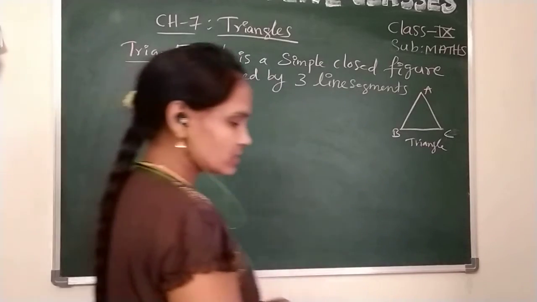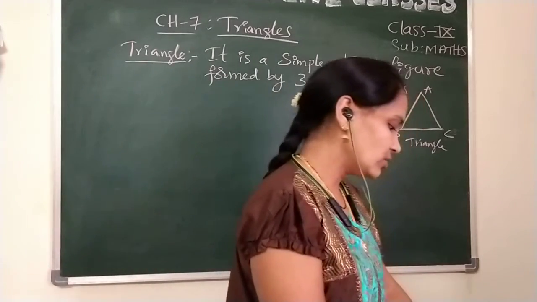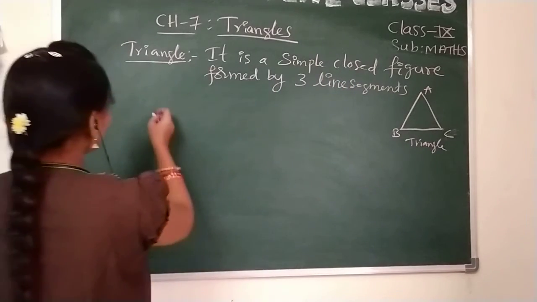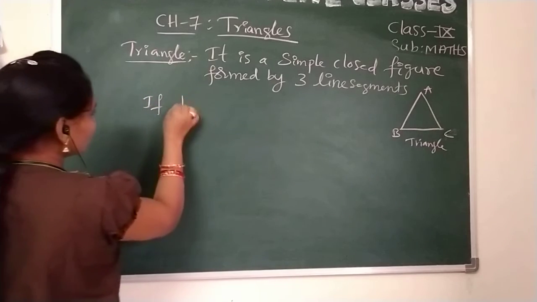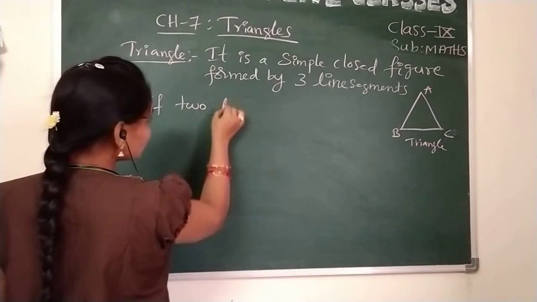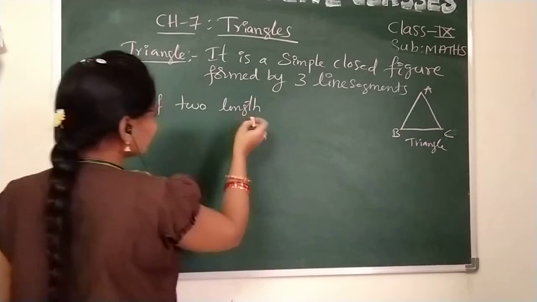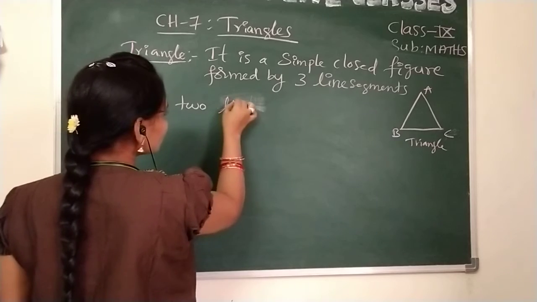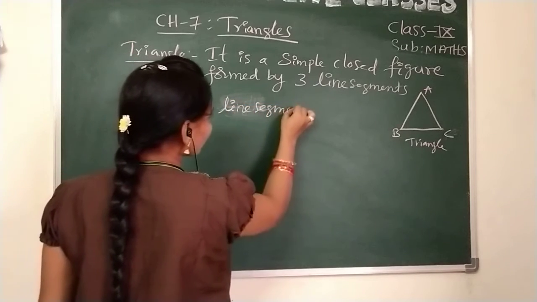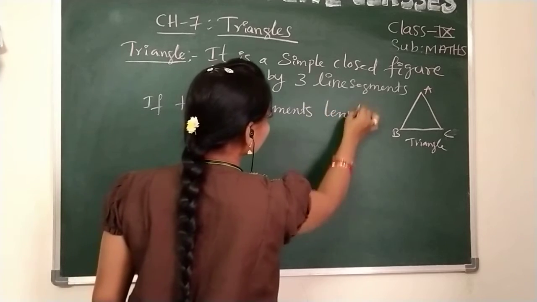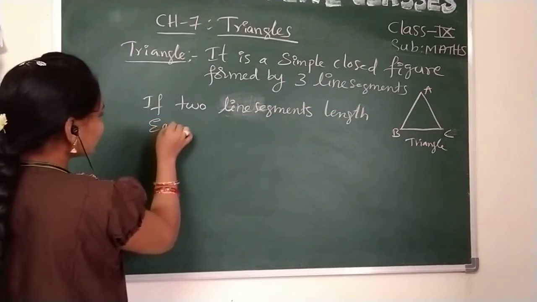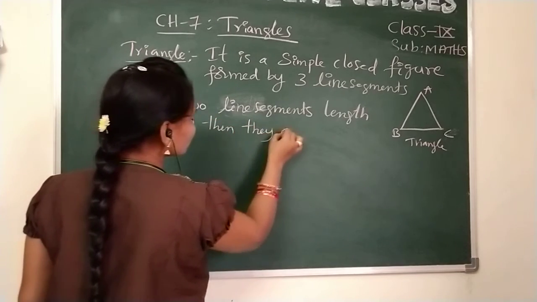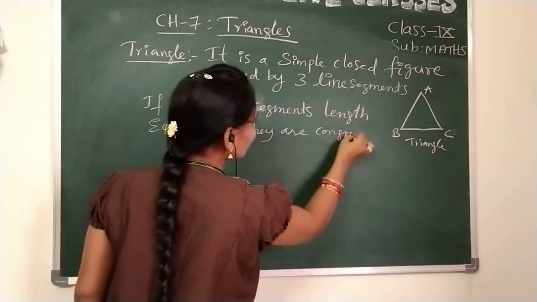Next, if the lengths of 2 line segments are equal, then they are congruent. If 2 line segments have equal length, then they are congruent.